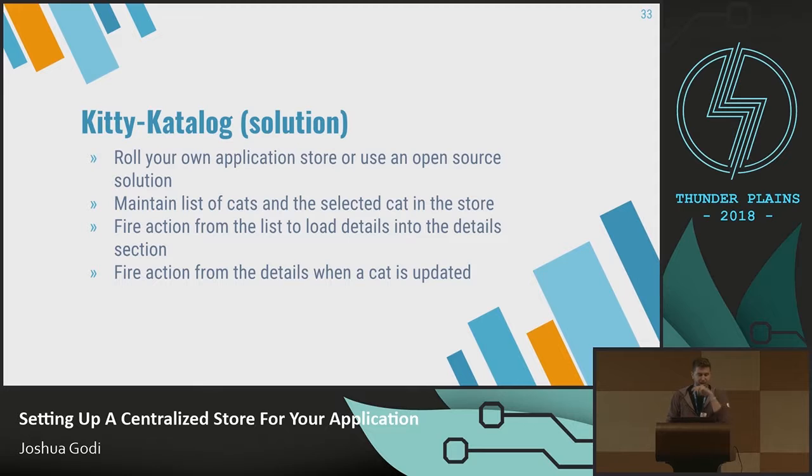So instead of the list directly communicating with our details component, it would fire an action that says, hey, I selected a cat. That would go up to the store, and then that would mutate the selected cat part of the store, and our details component would subscribe to that and then reload. And the same thing when the cat is updated, right? We would fire a cat updated object, which would mutate our list and maybe our selected cat if those IDs matched, and then different parts of our application could update.